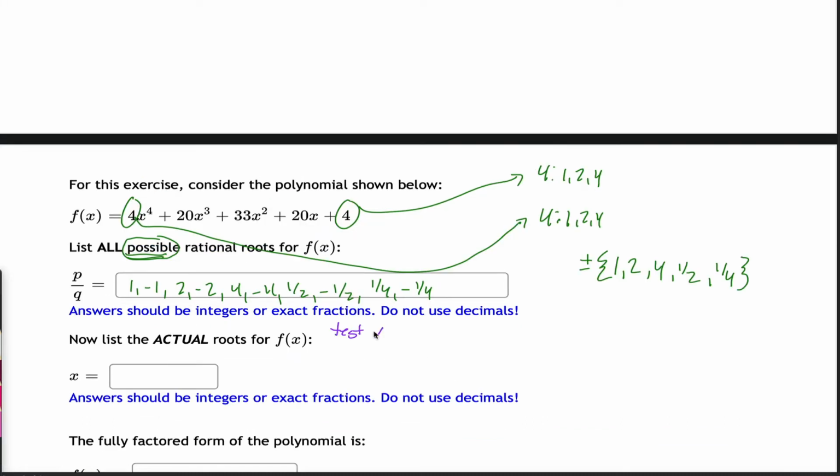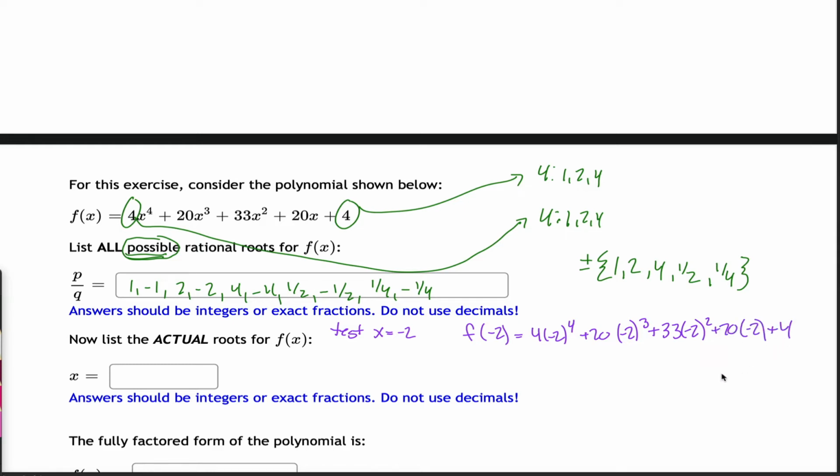So maybe I would say test x equals -2 to show that it's a root. And you'd understand that to test a number to show that it's a root, you take it and put it into the polynomial that you have listed right here, and you make sure that 0 comes out. So let's see, I'd have 4 times -2 to the 4th power plus 20 times -2 cubed plus 33 times -2 squared plus 20 times -2 plus 4.